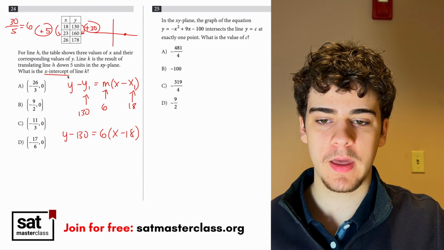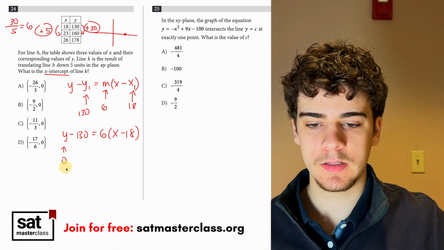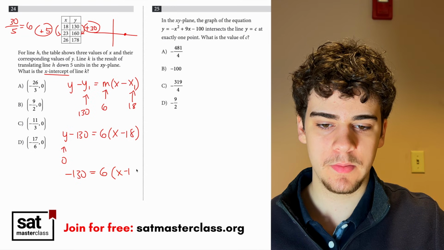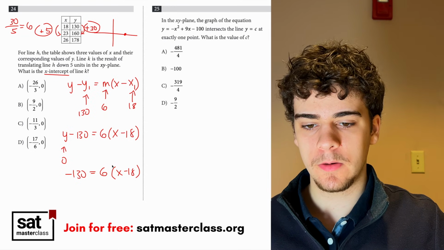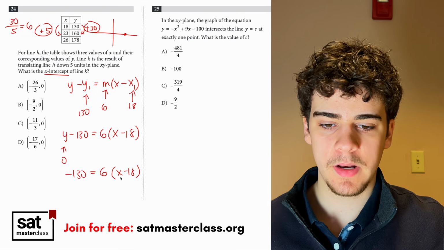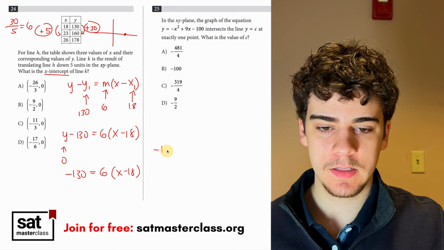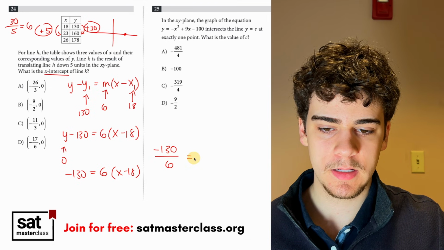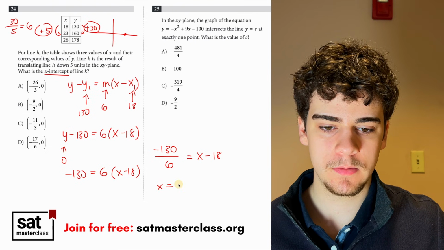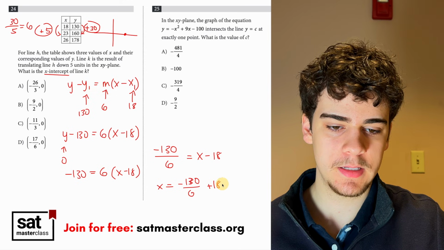And so once again, we're looking for the x-intercept, which is when y equals 0. So we basically just plug in a 0 here. We have negative 130 equals 6 times x minus 18. And so let's see, we already know for sure that the y is going to be 0. That's this part. But now we actually have to figure out what the x value will be. So if we divide both sides by 6, we'll get negative 130 over 6 equals x minus 18. Then let's just add 18 to both sides. So x equals negative 130 over 6 plus 18.